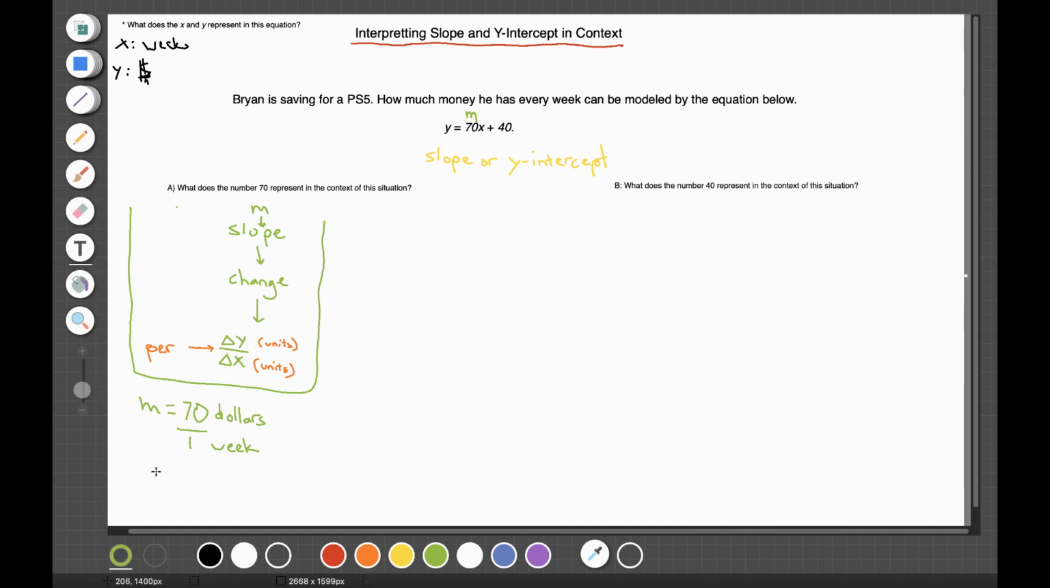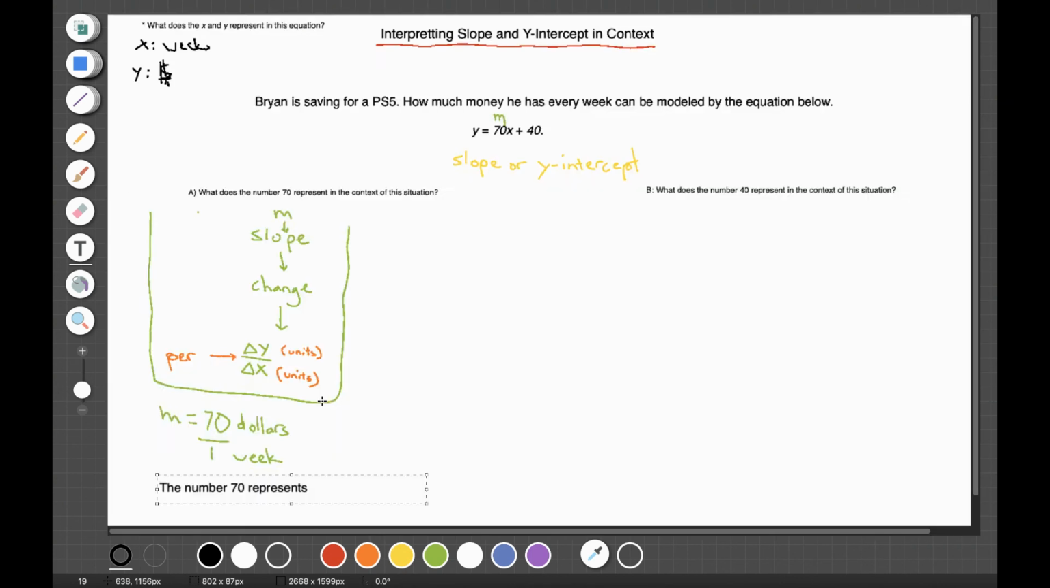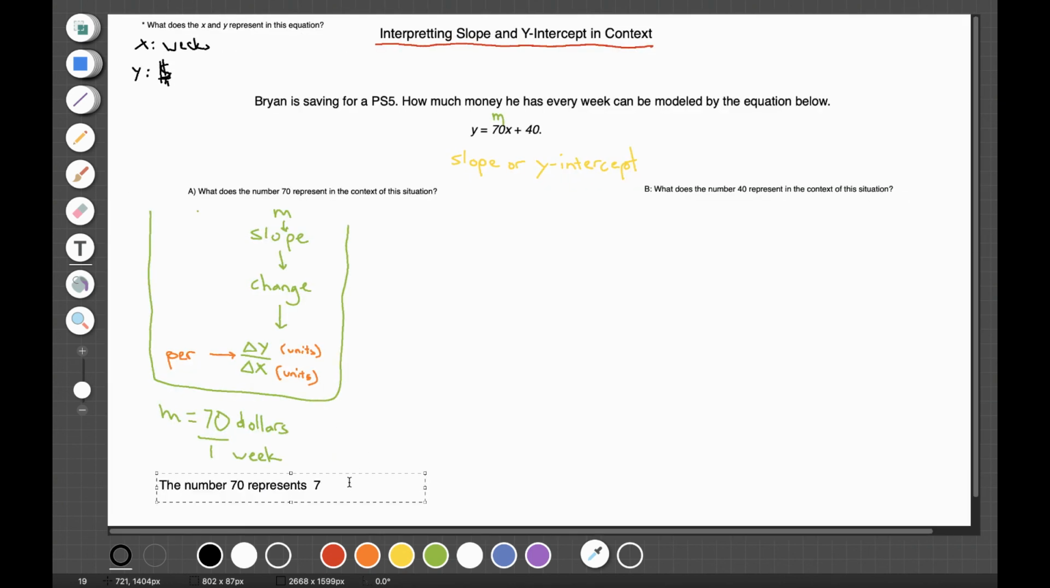And that's how we really answer this. So the answer is, the number 70 stands for, or represents, $70 per 1 week. That's how you want to write that. Okay, go ahead and see if you can do the same idea with the example next before moving on.